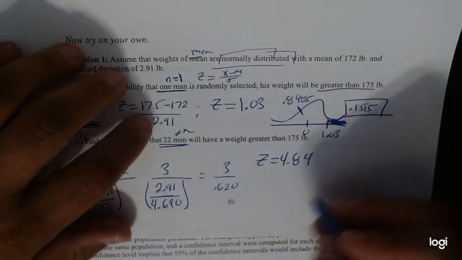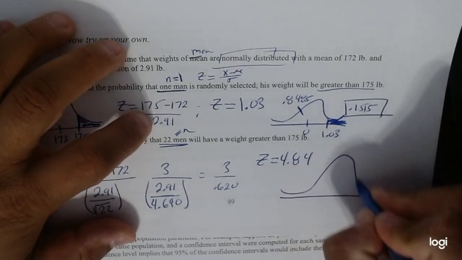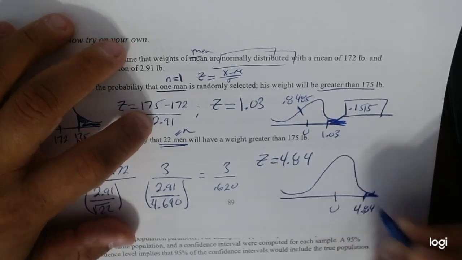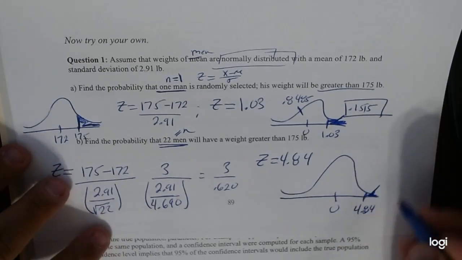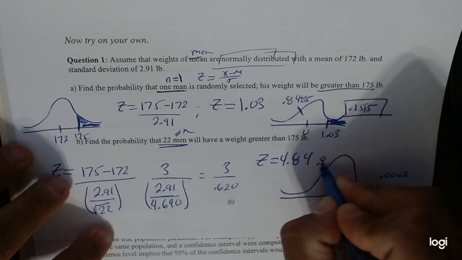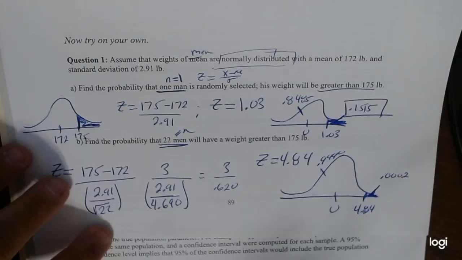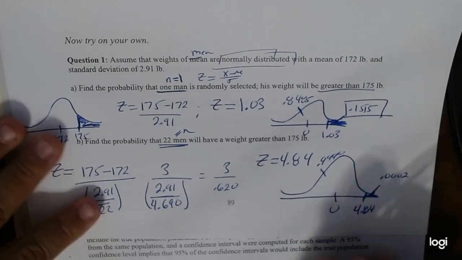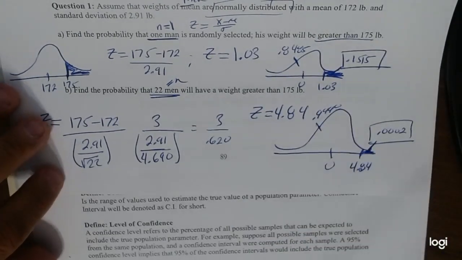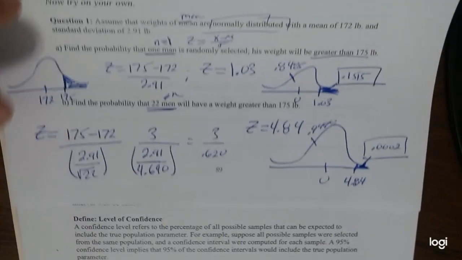And again, now we do the same thing. We want area greater than that. So here's 4.84, and everything is greater than that. That's going to be 0.0002, because everything to the left is 0.9998, since that's way off the chart. And since we want everything to the right, our answer is 0.0002. And there we go, that's our answer. Very similar to what we did last time, just a little tweak.